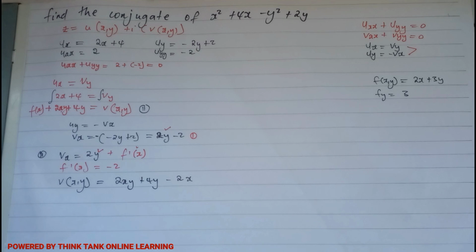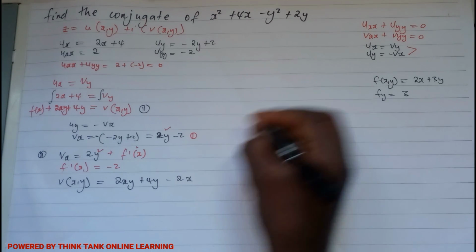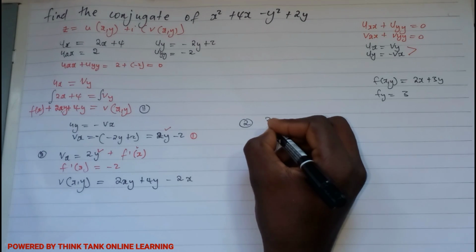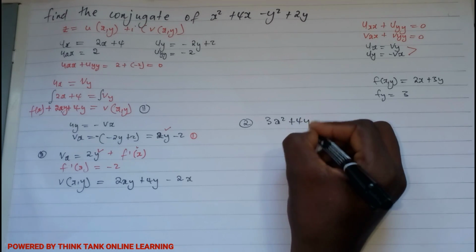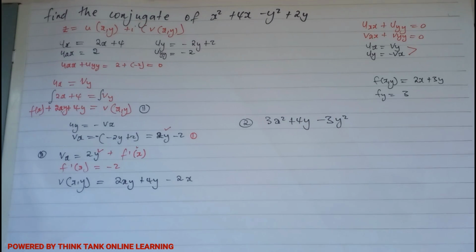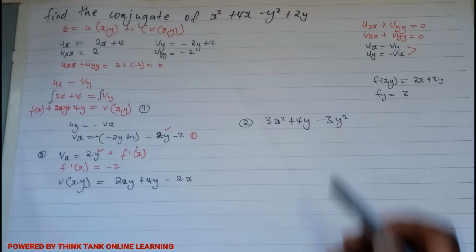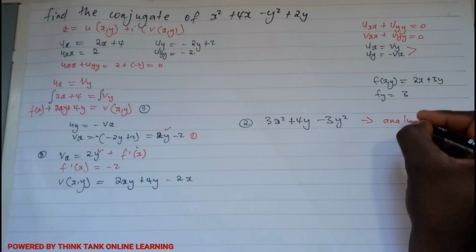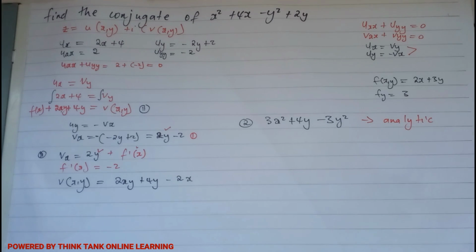So now we're moving to the next question. In this question we're given a complex function. Let me say example number 2. We're given u equals 3x squared plus 4y minus 3y squared, and I want to find the harmonic conjugate. For this, we know that this is analytic. So what I want to do is find the harmonic conjugate.